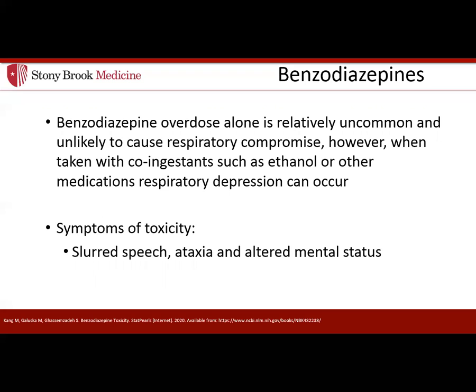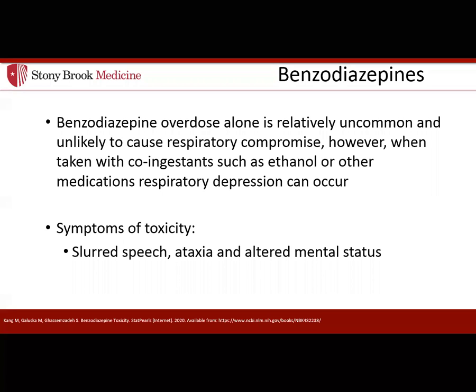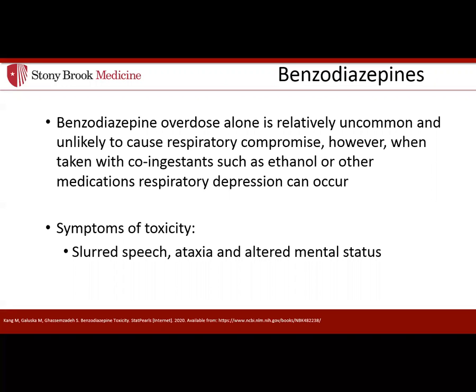So next we have benzodiazepines. Benzodiazepines are used to treat anxiety, seizures, withdrawal states, insomnia, and agitation. Benzodiazepines exert their effect via modulation of the gamma-aminobutyric acid A, or the GABA-A receptor, which is the primary inhibitory neurotransmitter in the central nervous system.